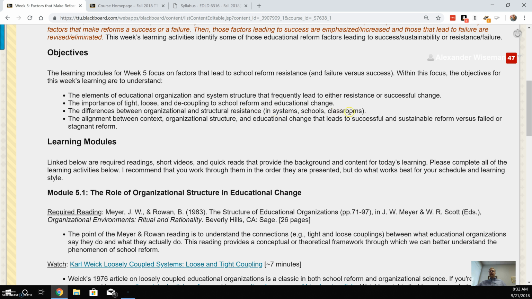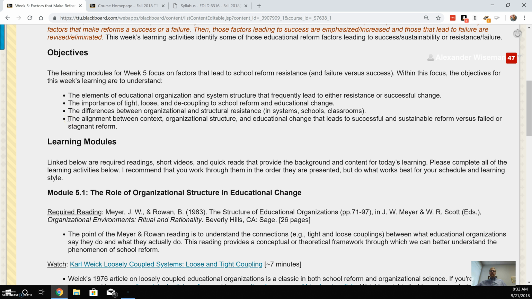I'd like for us to think about and understand the differences between both organizational and structural resistance in schools, systems, and classrooms. That's going to be important for us to think about how resistance occurs not from individuals and people only, but also through the ways that our educational systems are organized and the policies or the structures or the embedded institutionalized expectations that are part of that organization.